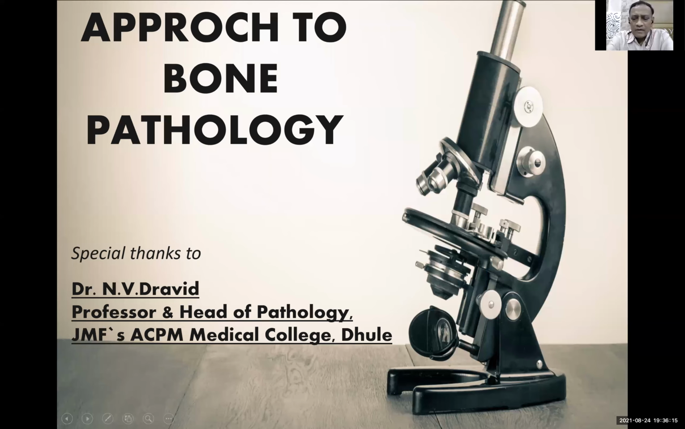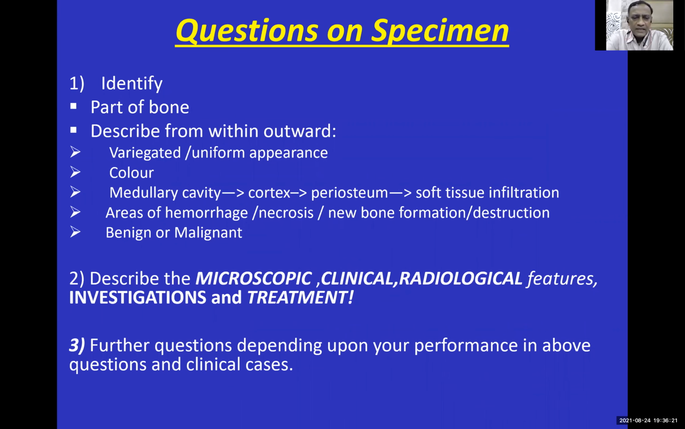So, if the specimen is shown to you, you are supposed to identify the bone and then start describing the appearance, color, details about medullary cavity, cortex, periosteum, soft tissue infiltration, areas of hemorrhage, necrosis, new bone formation, destruction, and you have to decide whether the tumor is benign or malignant. And then you have to describe the microscopic, clinical, radiological pictures, investigation, and treatment if the examiner asks you accordingly.